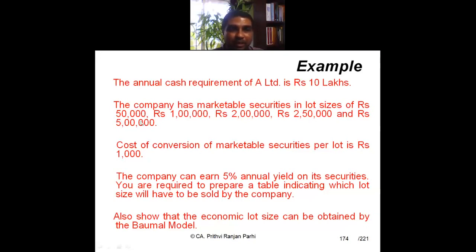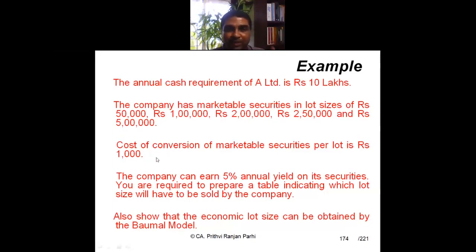Company can invest either in a 50,000 lot or 1 lakh lot or 2 lakh lot. Like this, the company can invest in these lots in the form of marketable securities. Whenever cash is required, the company can liquidate those marketable securities and get the cash. These are very short-term investments which can be liquidated at any moment. If you want cash, what you have to do? You have to liquidate these securities and get cash.